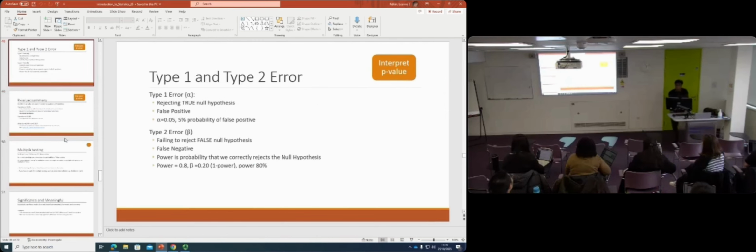Normally it is considered that you need at least 80% power, which means beta should be 20%. That means there is a 20% chance that you might accept the null hypothesis even if it is wrong. So that's the power. The higher the power, the lower the possibility of accepting the null hypothesis even if it is wrong.